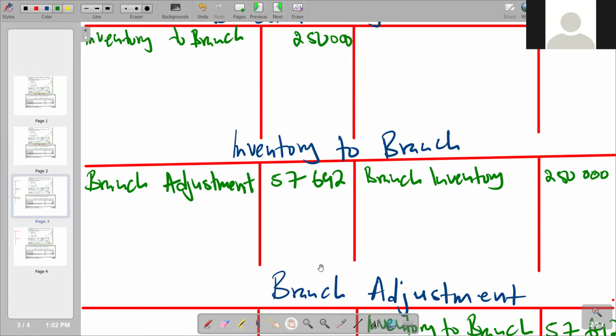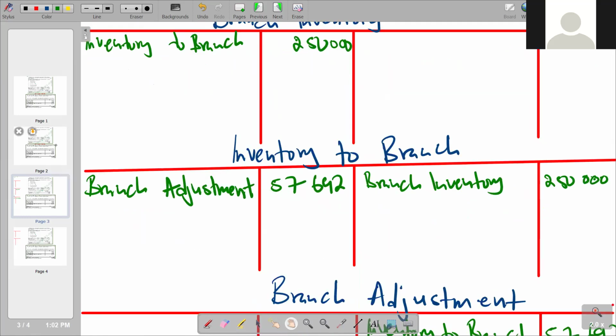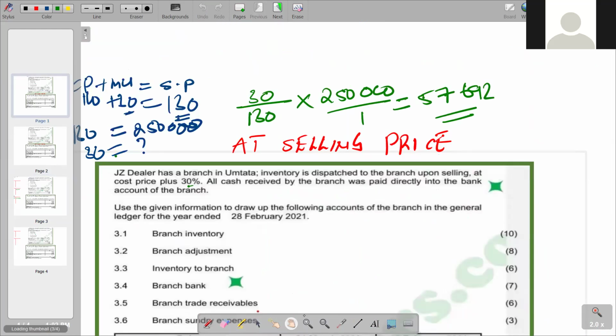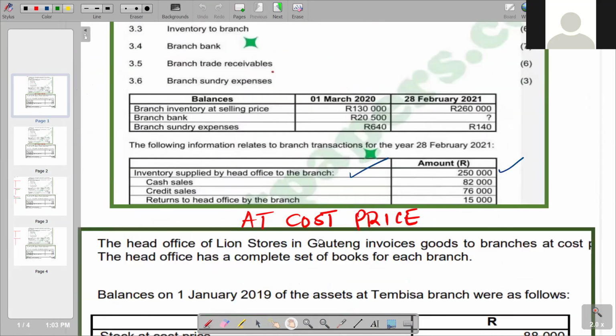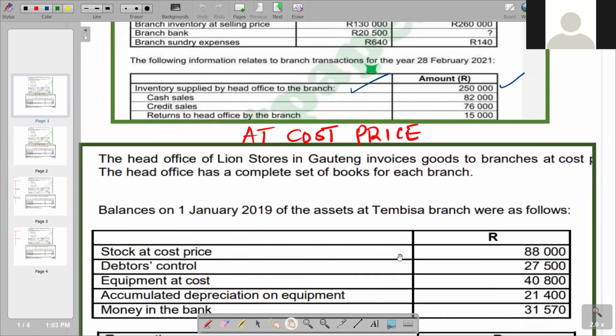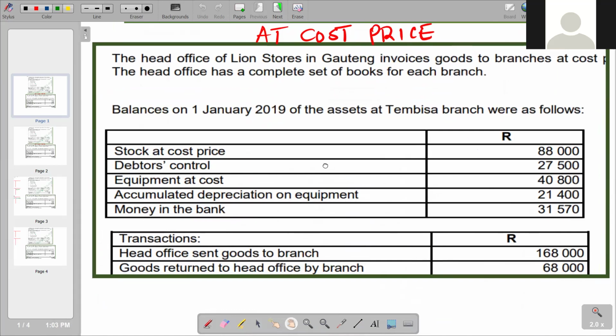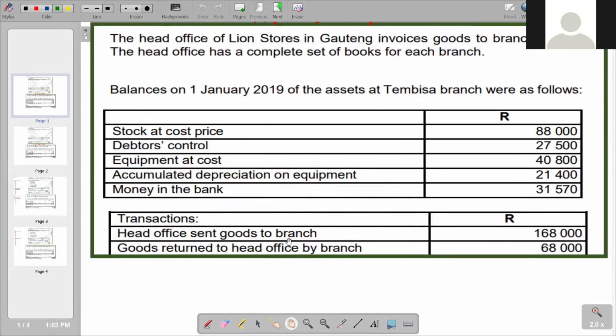And then if we go to the second scenario, we are told that this is now at cost price. So at cost price, we are going to just make one double entry since they are being transferred at cost price. It is the head office of Lion Stores in Gauteng that invoices goods to branches at cost price. So this is at cost, so we are not going to be worried about the second double entry. The head office has a complete set of books for each branch. So in this case, we go to where we have the transfers. Head office sends goods to branch. This is a movement from head office to branch here, which is 168,000.